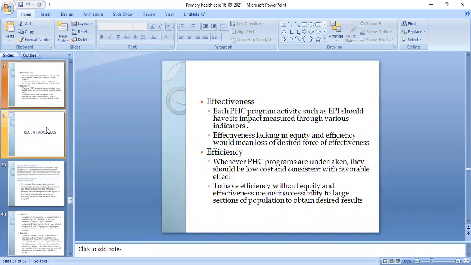Now the effectiveness. Each primary healthcare program activity such as EPI should have its impact measured through various indicators. Effectiveness lacking in equity and efficiency would mean loss of the desired force of effectiveness. Efficiency: whenever primary healthcare programs are undertaken, they should be low cost and consistent with favorable effect. To have efficiency without equity and effectiveness means inaccessibility to large sections of the population to obtain desired results.